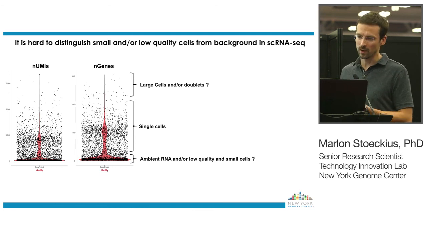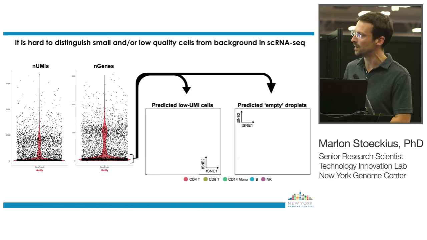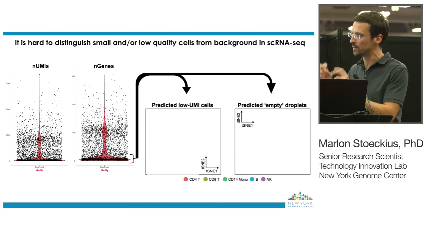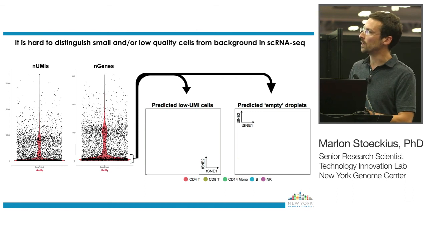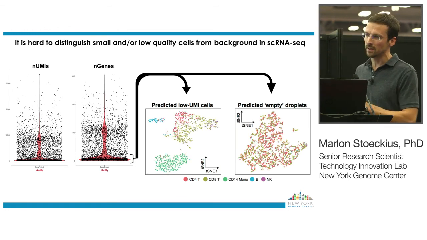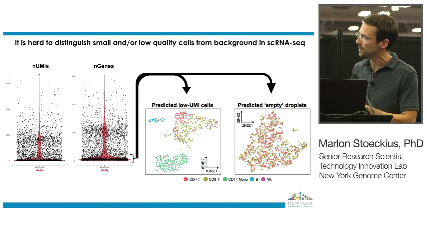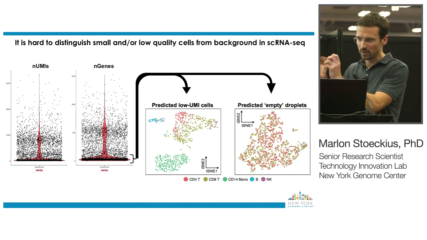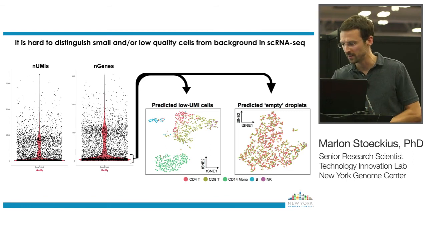And we do. Now, since we have this cell hashing surface marker, we can pick out cells that have a very specific signal for one of those cell surface hashes. And we can predict which cells might be real cells, but just lowly sequenced cells, and which are really background ambient RNA. And you see that if we then cluster those low UMI cells, you see that they fall into the different populations of cell types you would expect. And the background cells are just a random sort of arrangement.